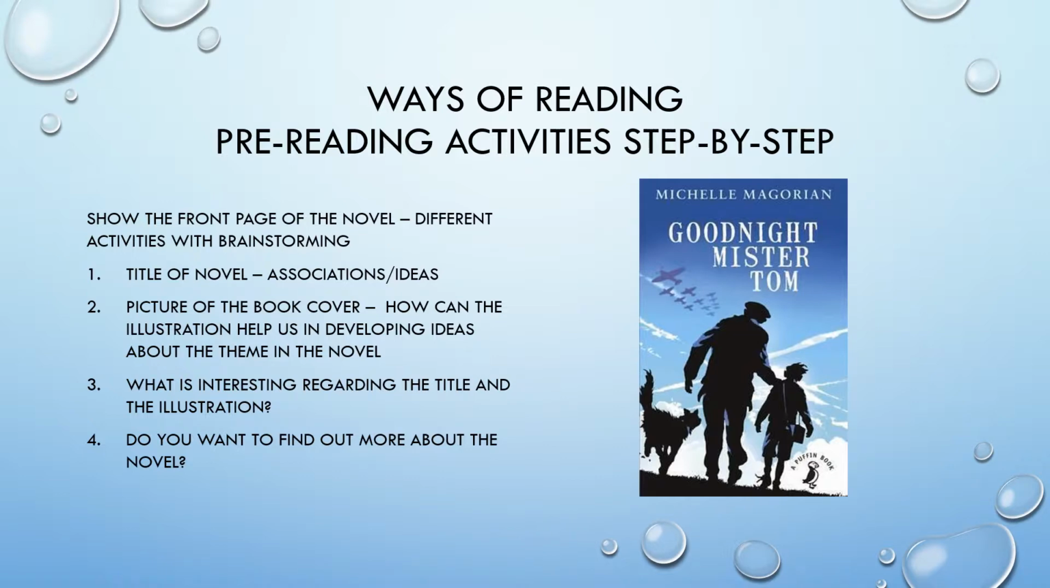As we see in the front page, we see a man, we see a little boy, we see a dog, and we also see quite a few airplanes up in the air. And are, for instance, the airplanes any symbol of what the novel is about? And I would also ask the students what is interesting regarding the title and the illustration. And lastly, if they want to try to find out more about the novel when they look at the front page.